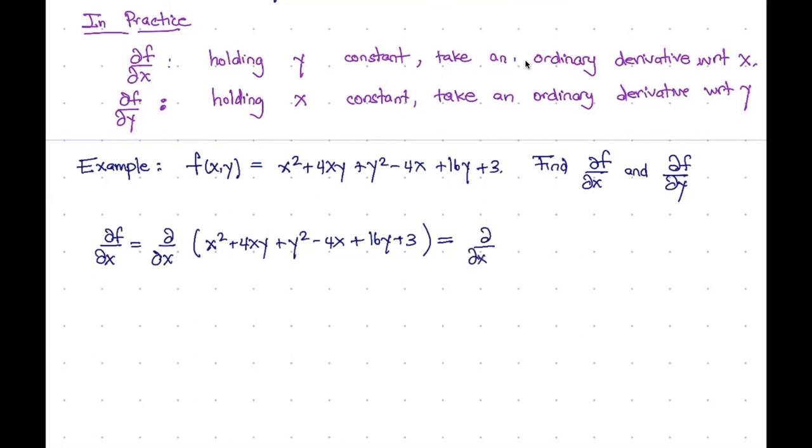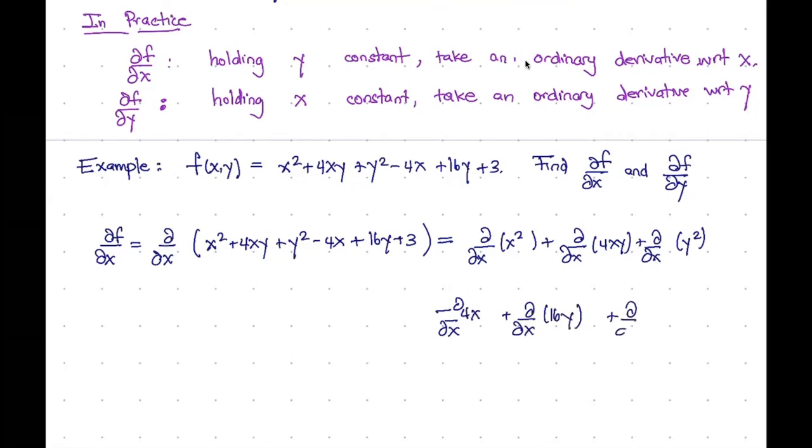So you would get the partial with respect to x of x squared plus the partial with respect to x of 4xy plus the partial with respect to x of y squared minus the partial with respect to x of 4x plus the partial with respect to x of 16y plus the partial with respect to x of 3.